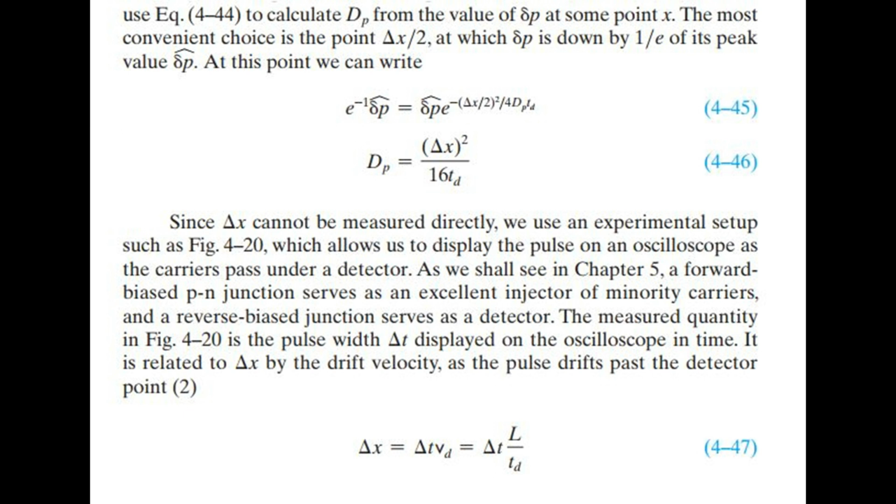As we shall see in Chapter 5, a forward-biased PN junction serves as an excellent injector of minority carriers, and a reverse-biased junction serves as a detector. The measured quantity in Fig. 4.20 is the pulse width T displayed on the oscilloscope in time. It is related to x by the drift velocity, as the pulse drifts past the detector point, 2.